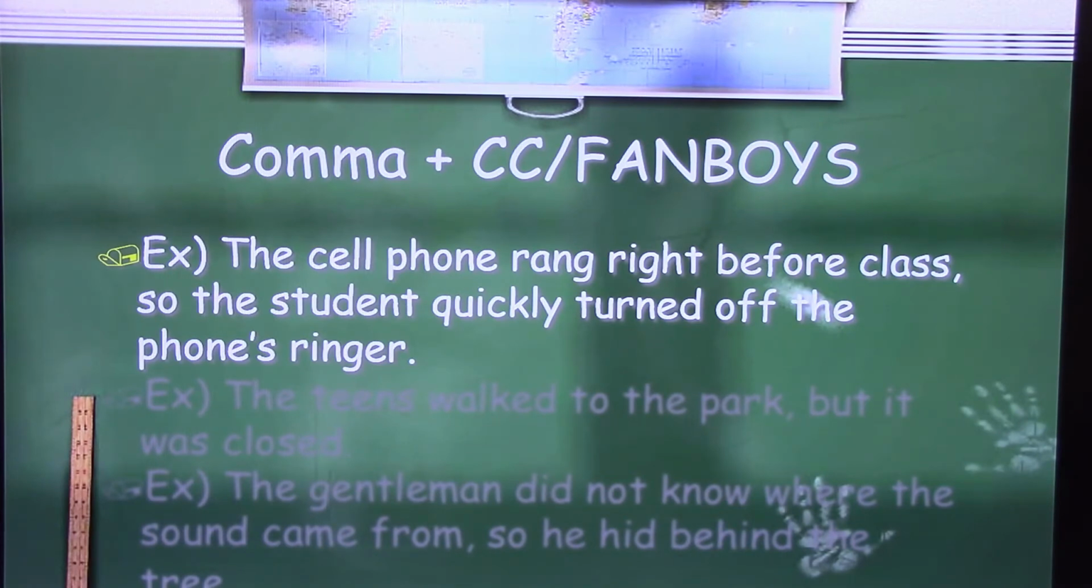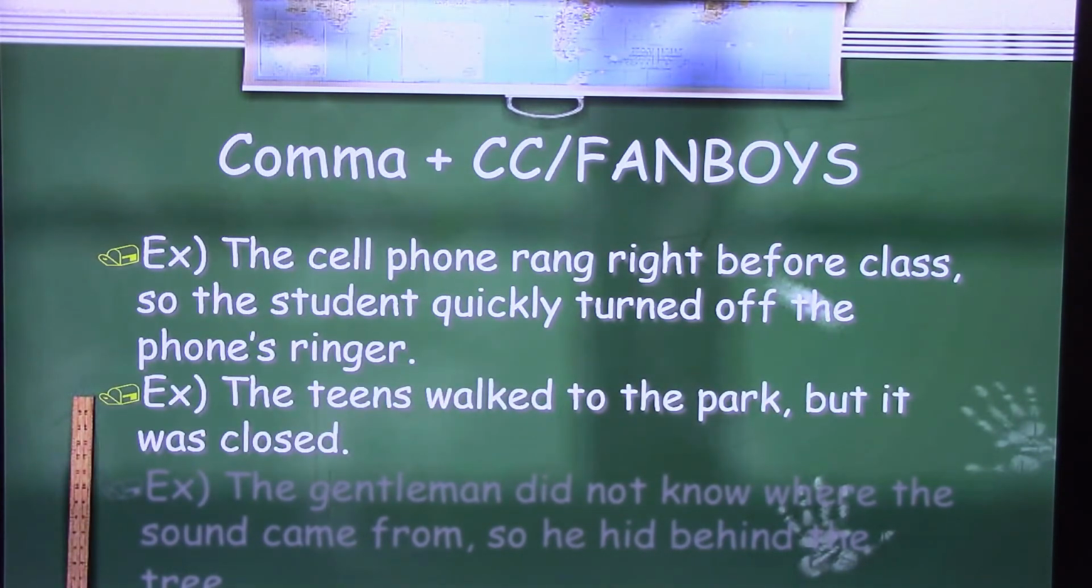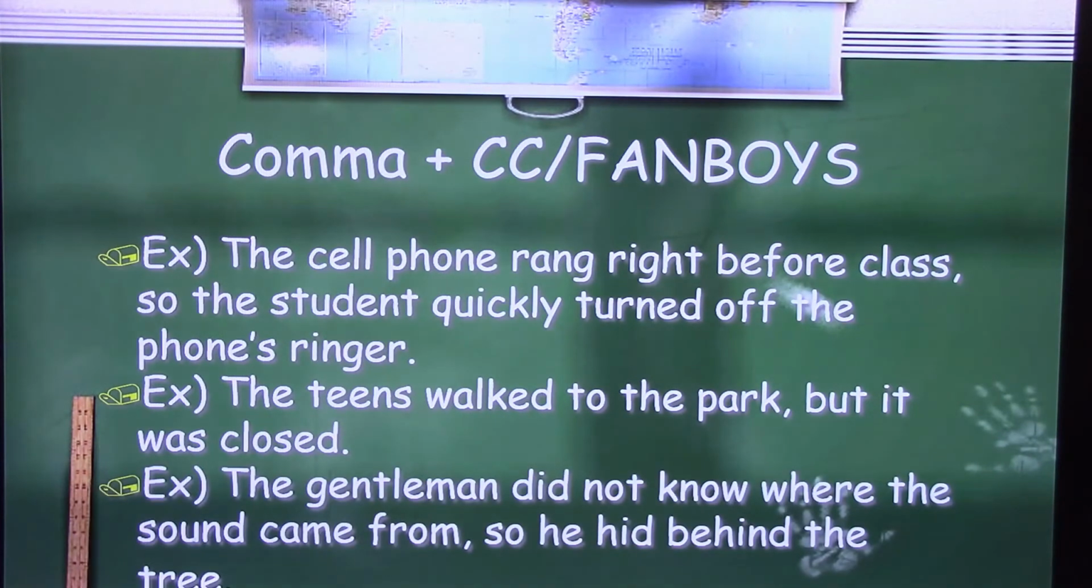Let's see if we may get another example. The teens walked to the park, but it was closed. The teens walked to the park. That's the first thing that they've done. They walked to the park. Then we get a comma. Then we put a coordinating conjunction, but. Then we get another independent clause, which says it was closed. The first independent clause is the teens walked to the park. The second, it was closed. Then we've got these two brought together. Then this sentence is called a compound sentence.